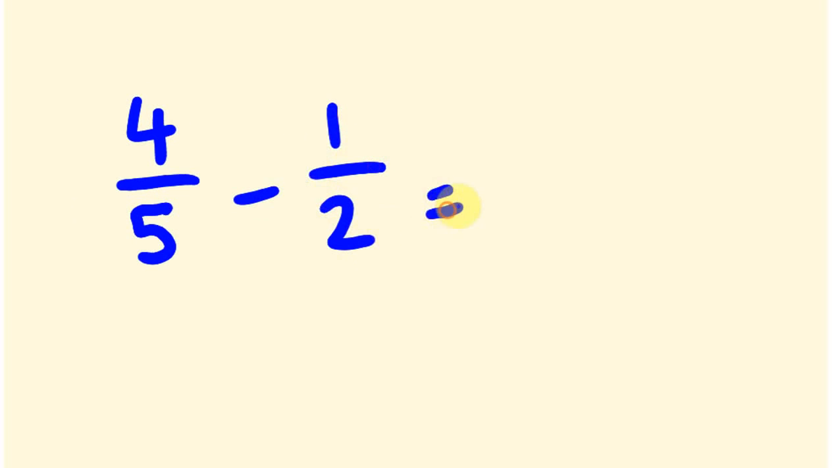4/5 take away 1/2. Once again, we can start just putting this answer straight in because we're going 8 take away 5, which is 3. 4 times 2 is 8, take away 1 times 5, which is 5. It's 3. And our number on the bottom is 2 times 5, which is 10. 3/10. Pretty cool, right? A really, really easy method of doing these.